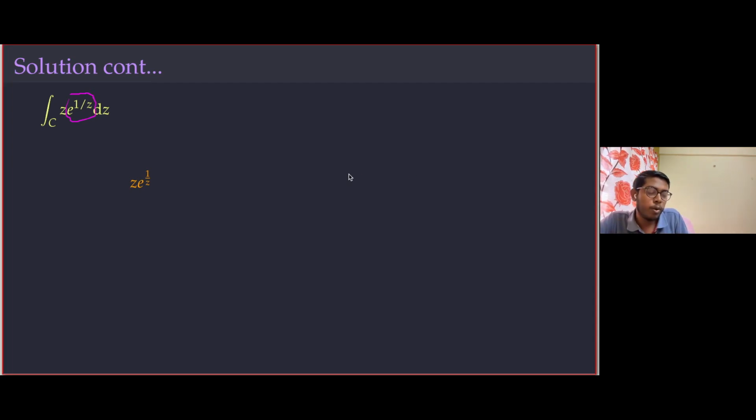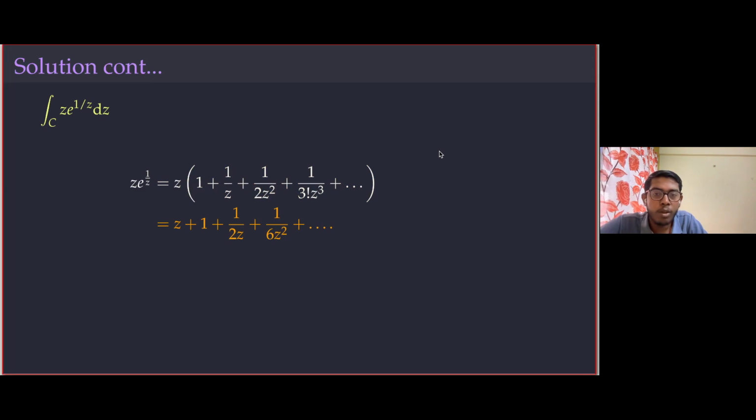So let us see the Taylor series expansion of e to the power z. It's 1 plus z plus z square by 2 plus z cube by 3 factorial and so on. Therefore e to the power 1 by z has the expansion 1 plus 1 by z plus 1 by 2 z square plus 1 by 3 factorial z cube and so on. Multiplied with z, this gives z plus 1 plus 1 by 2z plus 1 by 6z square and so on.